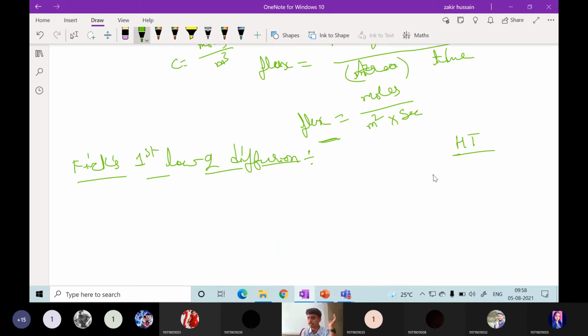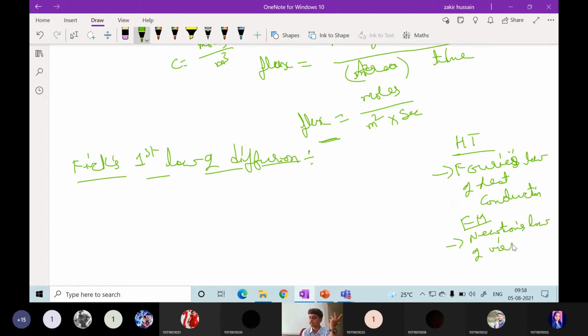So in heat transfer, the basic governing equation is Fourier's law of heat conduction. Then in fluid mechanics, that is Newton's law of viscosity.